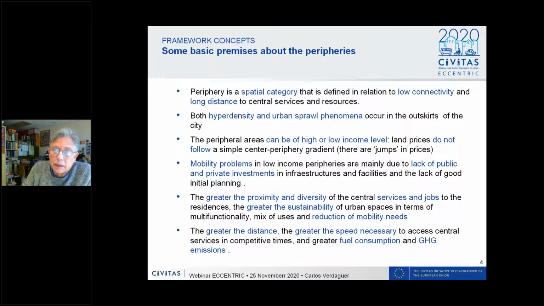So, in mobility terms, the greater the proximity and diversity of the central services and jobs to the residences, the greater the sustainability of urban space in terms of multifunctionality, mixed uses, and reduction of mobility needs. This is a general characteristic. And the greater the distance, even apart from the income, the greater the speed necessary to access central services in competitive times, and greater consumption in fuel composition terms, and in GHG emissions, greenhouse gases emission.